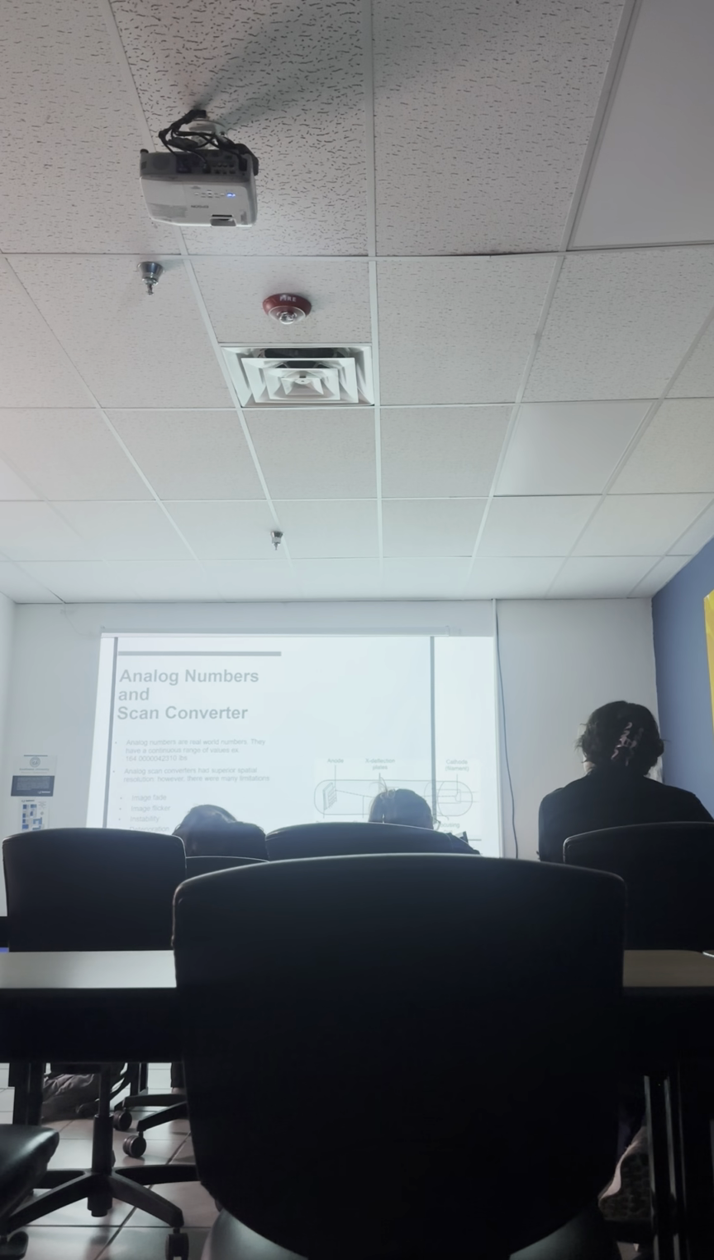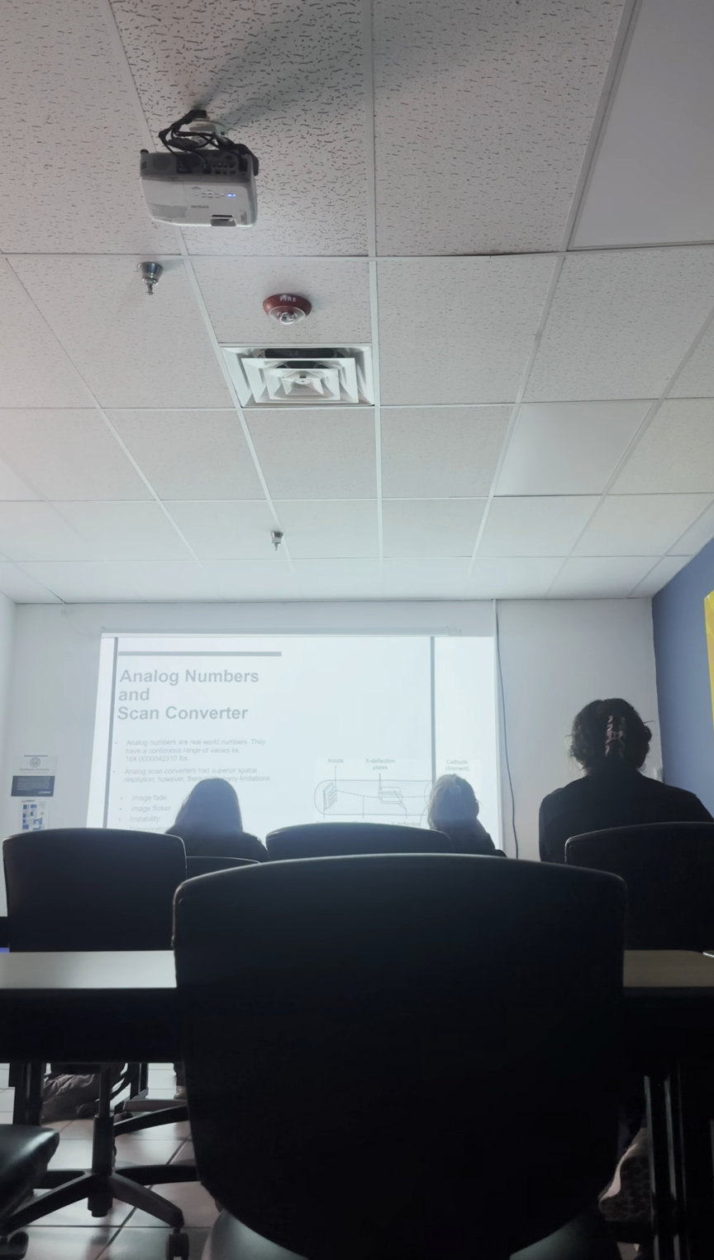Okay, so analog numbers are real world numbers. They have a continuous range of values. Like pi, everybody knows the number pi, right? 3.14, and then it goes on for an infinite amount. Those are analog numbers. They have continuous numbers, like 1/3 in decimal is 0.3333333, right?